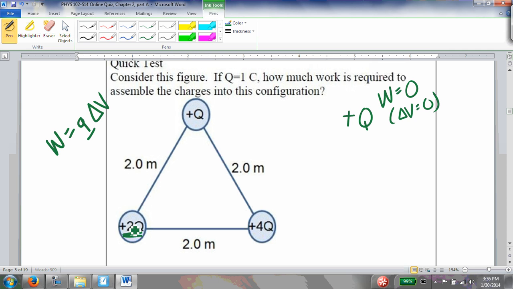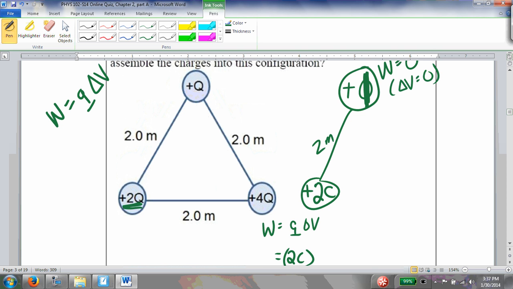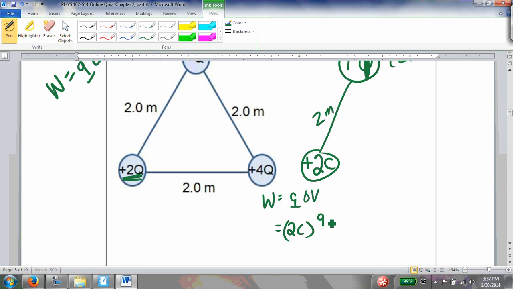Now I'm going to imagine that I'm bringing this plus 2Q charge over here. That's a plus 2 coulomb charge. This was a 1 coulomb charge up here. I'm bringing this plus 2 coulomb charge, and I'm placing it 2 meters from that charge. And now I want to find the work here. So my work is going to equal Q times delta V. That's going to be 2 coulombs times the potential due to that 1 coulomb charge. So that's going to be 9 times 10 to the 9th, K, times Q, 1 coulomb, divided by R, which is 2.